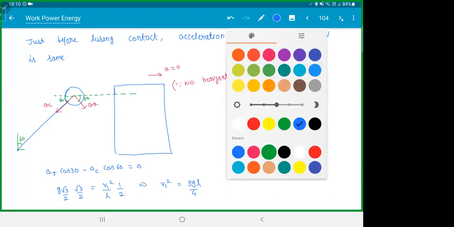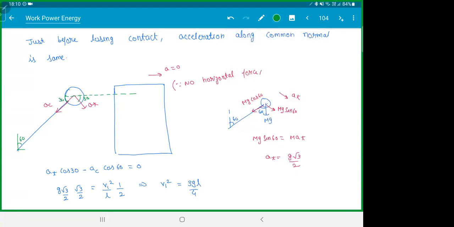Arre yaar, I wrote wrong. This was 30. This was 60. √3/2 will cancel. You end up with Lg/2. This is your v1 square. This gives you the third equation.